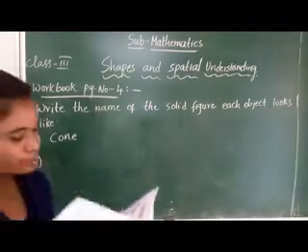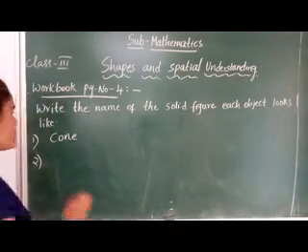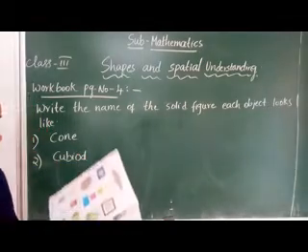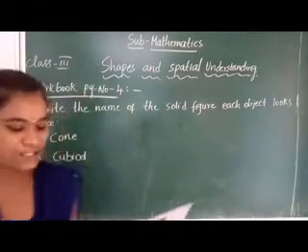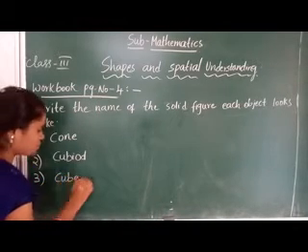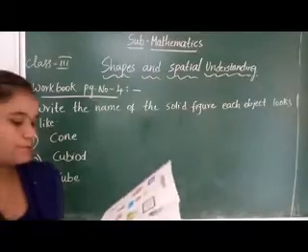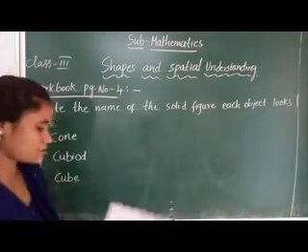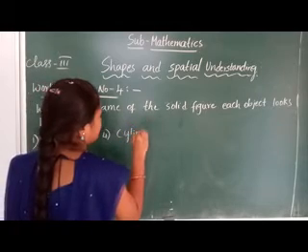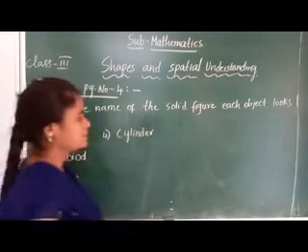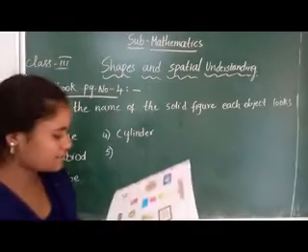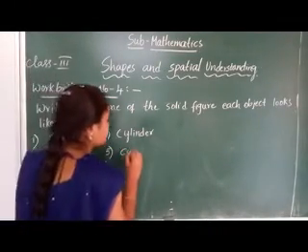Second one, boost box. That one is cuboid shape, C-U-B-O-I-D. Cuboid. Next, third one, cube shape. Cube, C-U-B-E. Next, rasgulla box. That one is cylinder shape. Next, fifth one, Coca-Cola tin. That one also is cylinder shape.